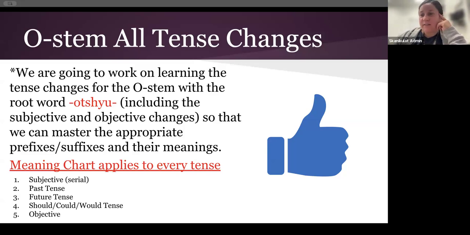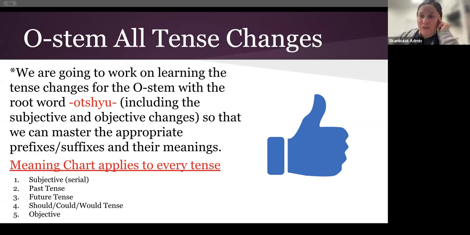This is why the sound practice is really important, because it helps to build your skills to prepare you to pronounce the verb conjugations. And so we're going to work with verb conjugations. For ochu, we're going to use subjective and objective pronouns, and we're also going to master the appropriate prefixes and suffixes to those different changes.